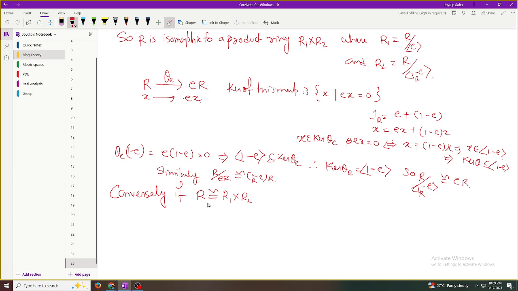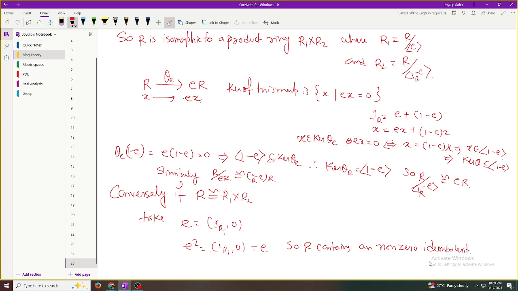Now conversely, if R is isomorphic to R1 cross R2, then what happened? Then take E equals (1, 0). Then E square is (1 of R1, 0), which equals E. So it is non-zero, so R contains a non-zero idempotent.